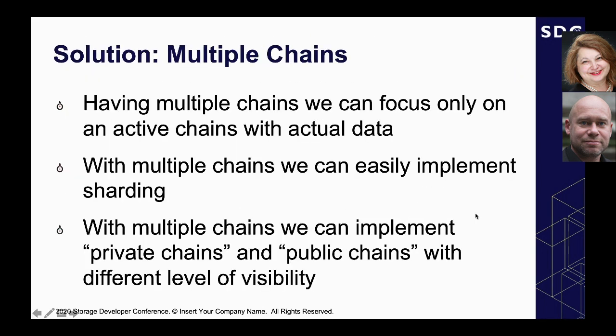What is the solution? A blockchain with multiple chains. When we have multiple chains, we can focus only on active chains with actual data, and we don't have to worry about the rest. With multiple chains, we can easily implement sharding and get the boost in scalability and performance. With multiple chains, we can also easily implement the concept of private and public chain with different levels of visibility and address the privacy concerns.